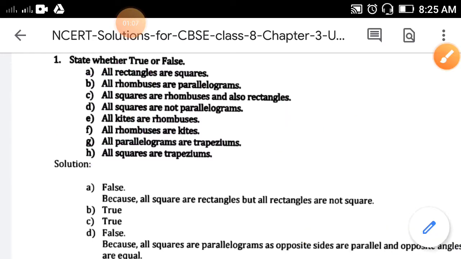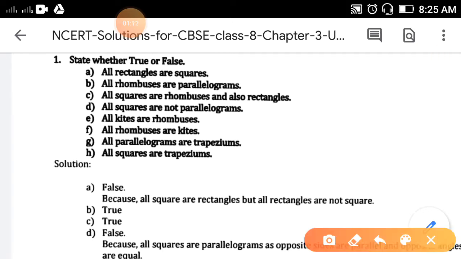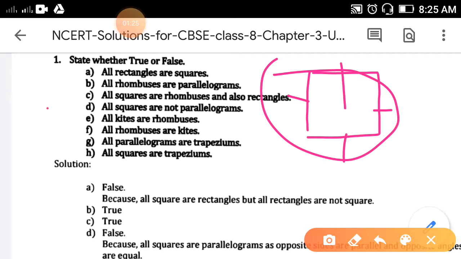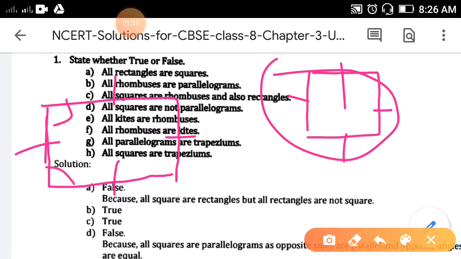C, all squares are rhombuses and also rectangles. True. All squares are rhombuses, yes, because all four sides are the same and parallel to each other. And it is a rhombus also, and a square is a rectangle also, because you can see here opposite sides are parallel to each other and opposite angles are equal to each other, 90 degrees.